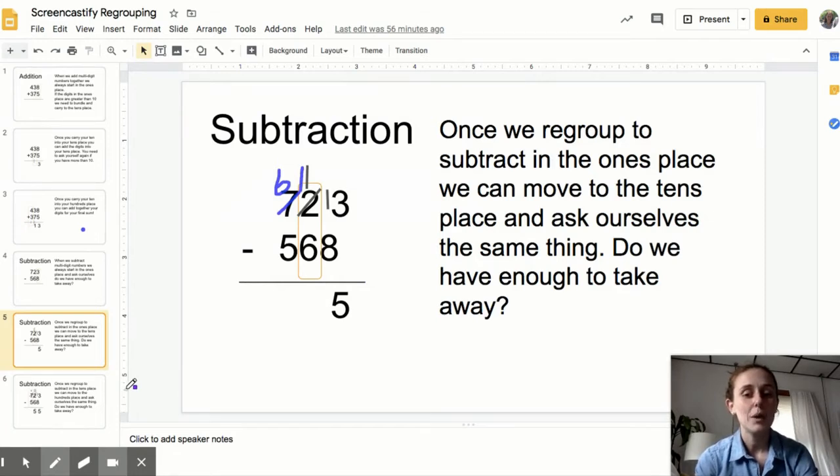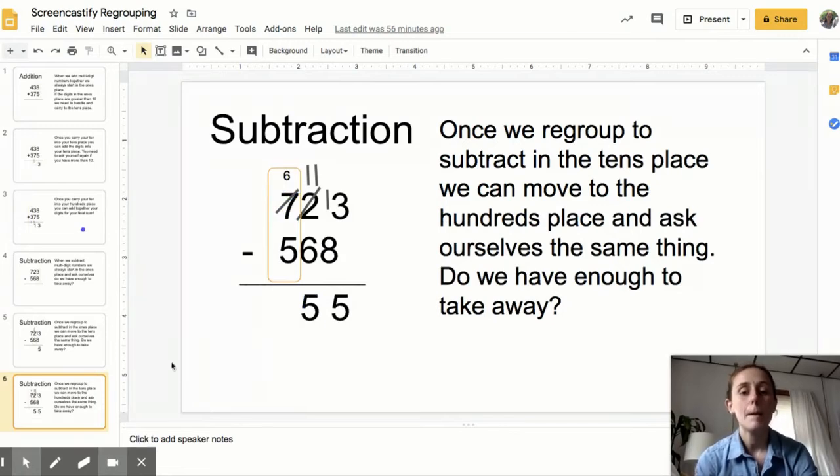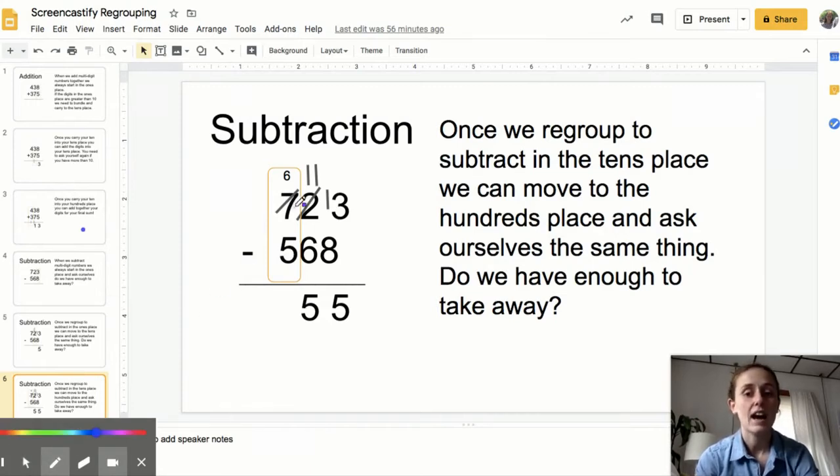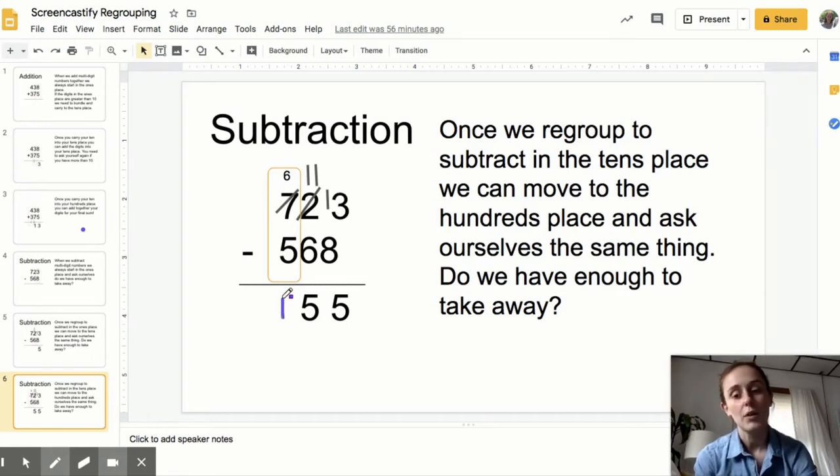Take a second and see if you can solve in your brain 11 minus 6. All right, I'm going to record down my 5. And now I'm going to move into my final column, my hundreds column. So here, I'm going to ask myself, can I take 5 away from 6? And I know that I can. I have enough to take away. So if I take 5 away from 6, I'm going to be left with 1. So my total problem would be 723 minus 568 equals 155.